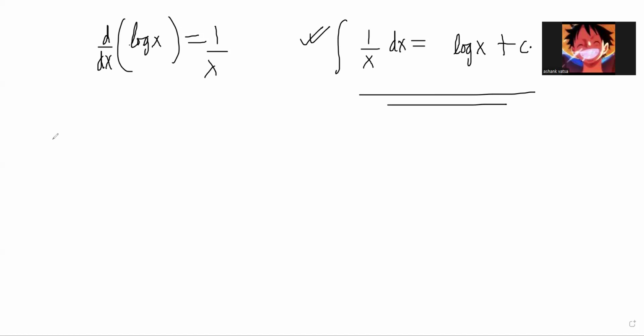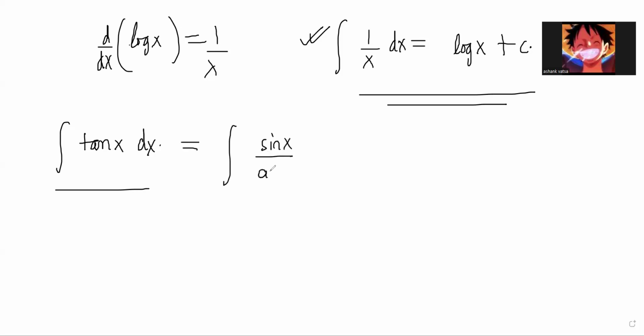And now we can learn about the substitution method. So suppose we have to find the integral of tan x, right? This was one of the questions you have asked, right? So let's say tan x can be written as sin x by cos x, right? Now what I would want to do here is change my variable in a way that I am able to get an integral from the table that I know, right?